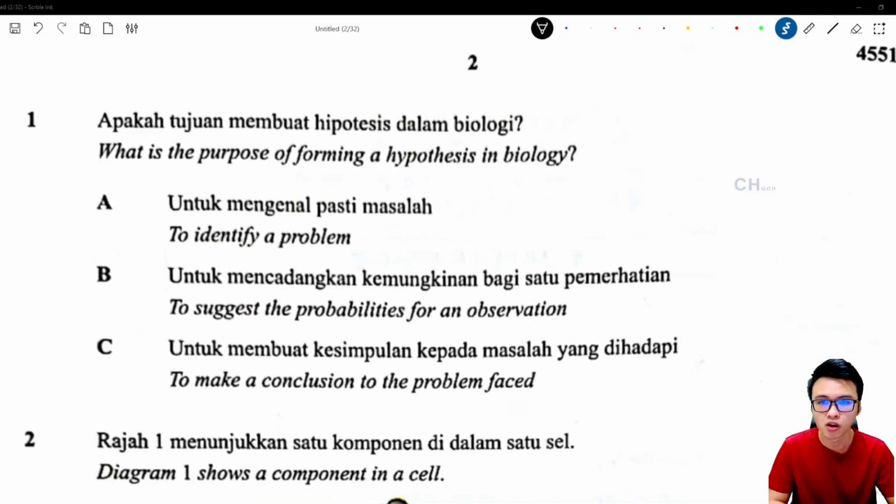What is the purpose of forming a hypothesis in biology? When you see hypothesis, you are actually trying to make a conclusion before you actually do the experiment. So before you do the experiment, you just make an assumption, but hypothesis is just the assumption type of conclusion. So that's why the answer for this question is C. Now, this one is simple because it comes from chapter 1. Let's move on to question 2.